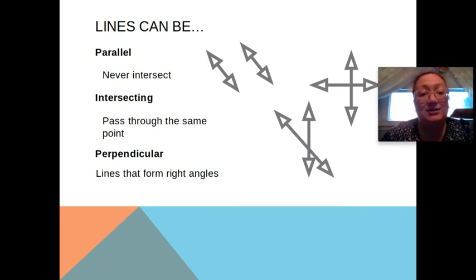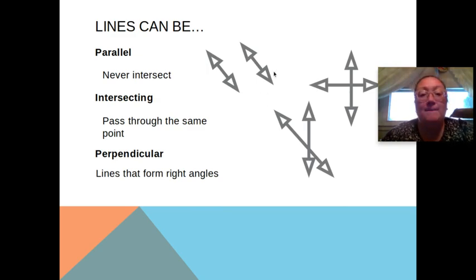Intersecting lines pass through the same point. So here's a set of intersecting lines here. They are meeting at this point right here. Perpendicular lines are lines that form right angles. And I don't know why my brain works this way, but I always remember it with perpendicular to a T, because this looks like a T. I don't know, it just helps me remember.